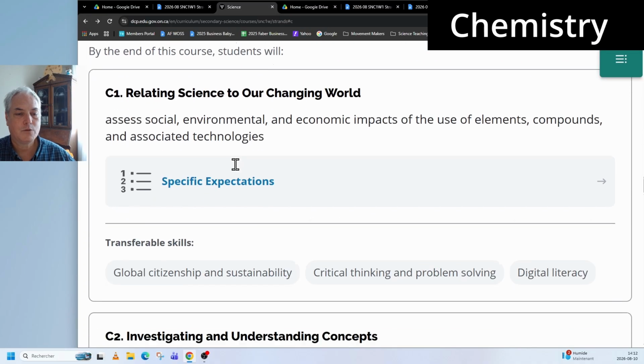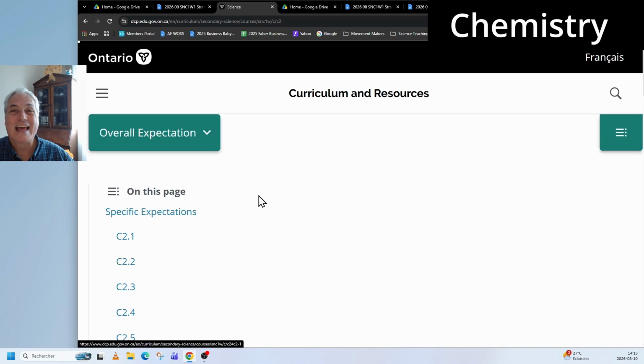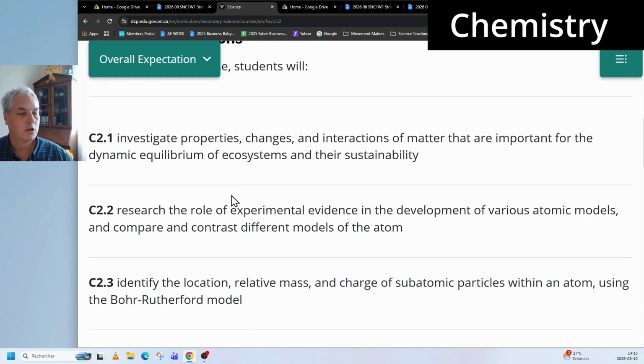In chemistry, we have C2, and this one is investigating and understanding concepts. So demonstrate an understanding of the nature of matter, including the structure of the atom, physical and chemical properties and common elements, compounds, and the organization of the elements on the periodic table. Now, this has not changed very much from previous curriculum. So let's see what they've got right here.